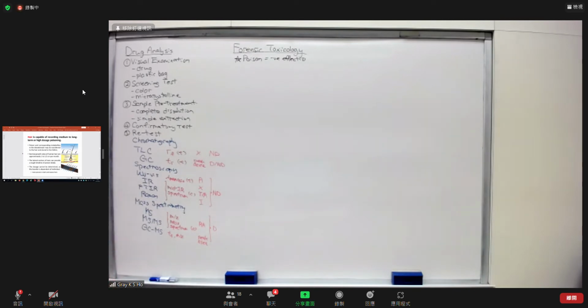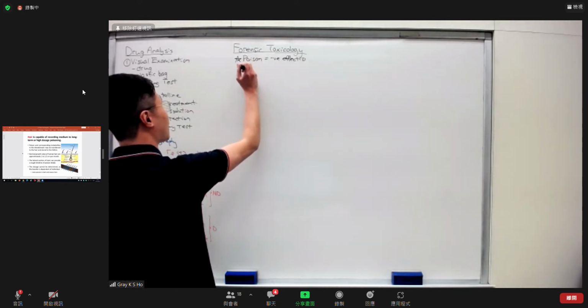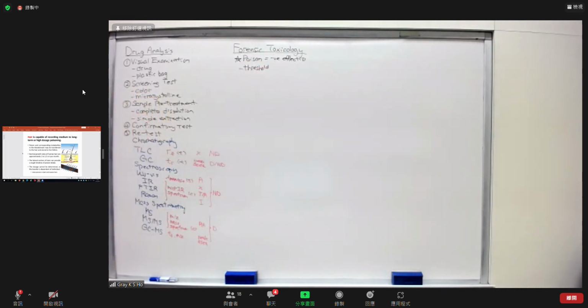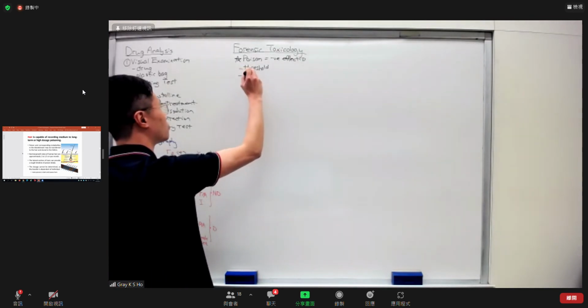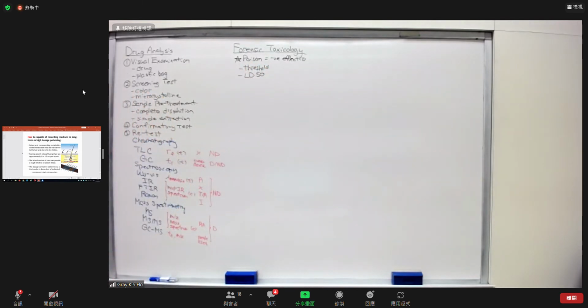So trying to hurt you, try to cause you injury, or somehow try to kill you. For a poison, it can be compared by the threshold, okay? That will be the minimum amount that starts to give you the effects, or it could be compared with the LD50, that is the lethal dose 50.